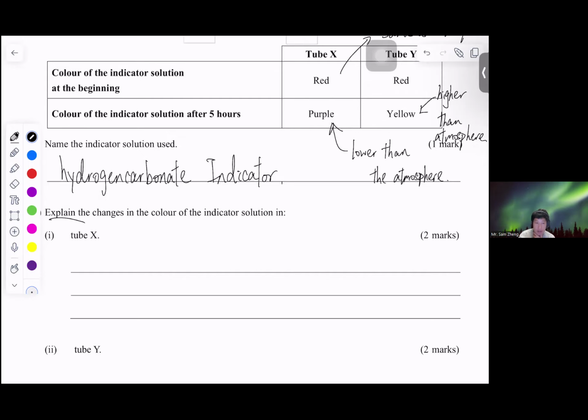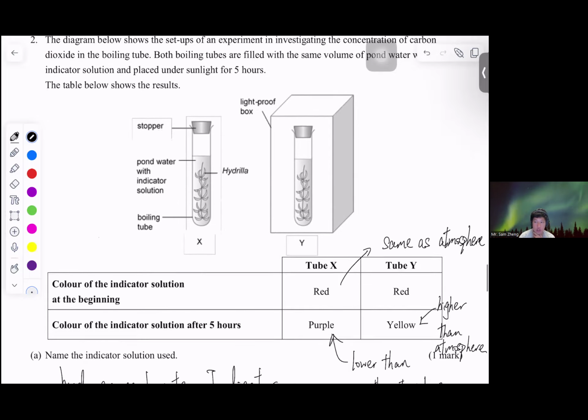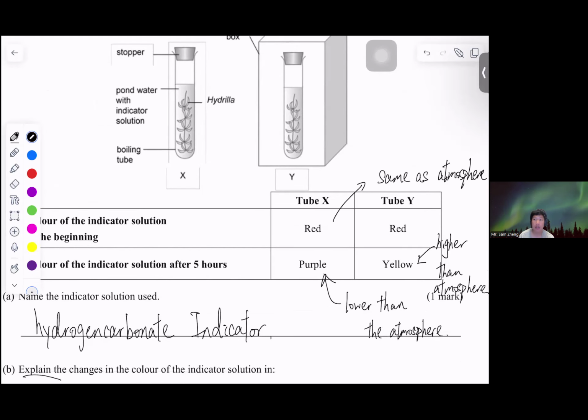So based on the idea that we had, we need to explain the change. First, for tube X, what is the color change? It changed from red to purple. So the carbon dioxide level, which was originally the same as the atmosphere, now becomes lower than the atmosphere. This means there is an absorption of CO2 by the plant. Why is there an absorption of CO2? It is because photosynthesis occurs.